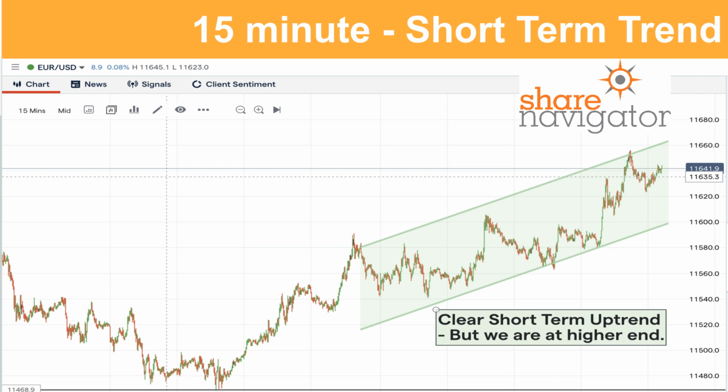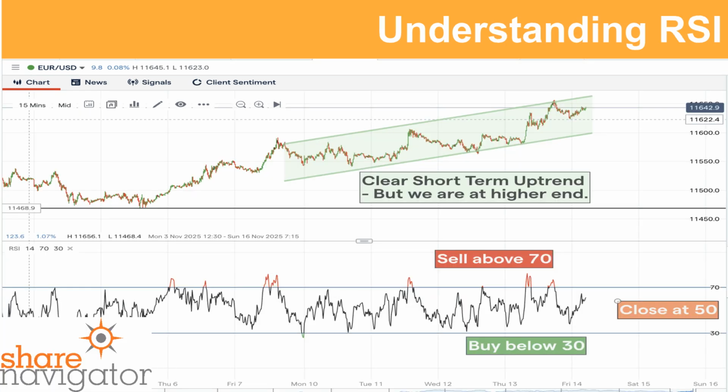So now we go and look at the short-term trend in greater detail. So we switch the chart here from a daily chart to a 15-minute chart. And you can see clearly here with the euro dollar, we're in a series of higher highs and higher lows on a short-term basis. So now we know on a medium-term basis, the trend is sideways, but in the short term, we've been trending upwards. But we're at the higher end of that trend now. So while there might be a small bit more to the upside, the likelihood is we're going to pull back in the short term. And this is where the relative strength index comes in.